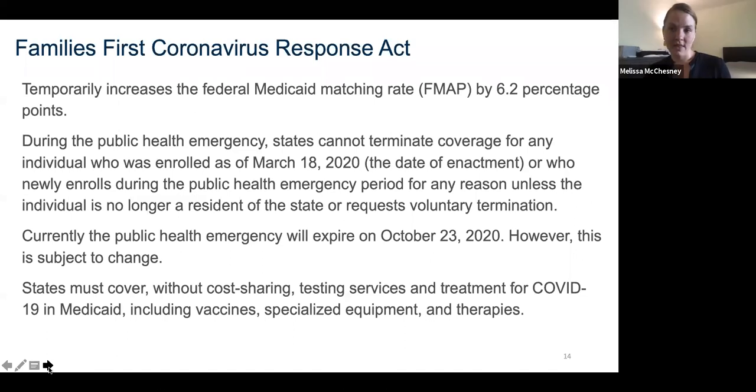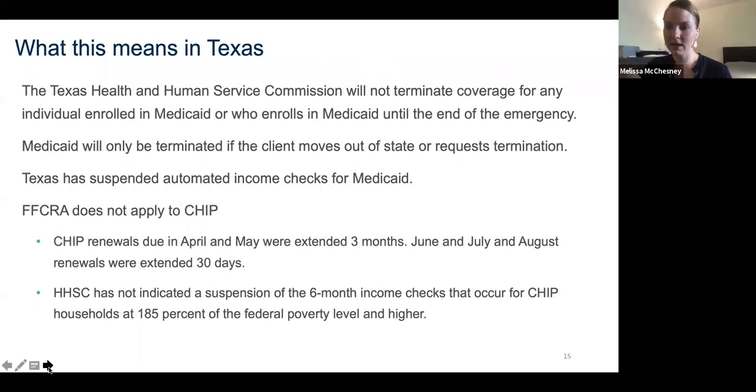The additional thing that they have to do to get that extra money is that they have to cover, without cost sharing, testing services and treatment for COVID-19 for anybody who's in Medicaid and CHIP, including vaccines, specialized equipment, therapies, whatever it may be. If they're enrolled in Medicaid or CHIP and they've got COVID-19 or they need to be tested for COVID-19, or eventually when we get to vaccines, they have to cover it with no cost sharing. We don't have cost sharing in Medicaid in Texas, but we do have it for CHIP. So that's important to apply it there.